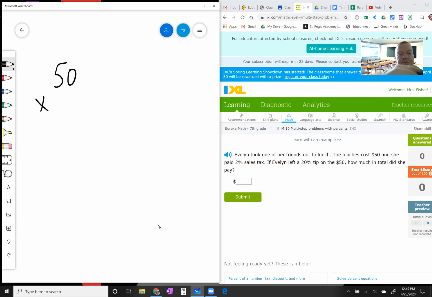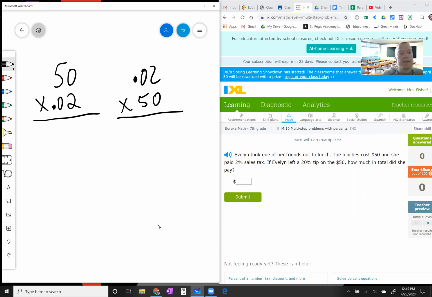So times 0.02, right? Actually, I'm going to rewrite it this way. I'm going to put the 02 on top, times 50. I'll show you why I did that in a second. So I just did that so I can just add this zero on at the end. So 5 times 2 is 10, carry 1. 5 times 0 is 0, plus 1 is 1. Add this zero back on. I had two spaces, so 1, 2. Okay, so sales tax was $1.